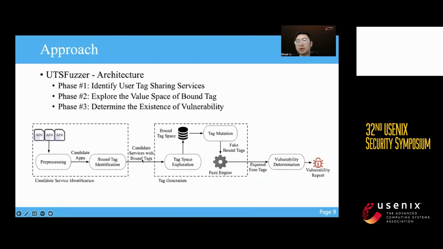Okay, based on these two insights, we have designed UTSFuzzer, whose principal design is divided into three phases. First, from a large number of mobile applications in the wild, UTSFuzzer needs to pick out candidate applications that have user tag sharing service and subsequently identify the employed bound tags. Second, given the identified bound tags, our tool needs to effectively explore their value space, which can empower the tag imitation and help generate forged but valid bound tags. Finally, by submitting the crafted bound tags to the service under test, UTSFuzzer needs to determine if the service is vulnerable according to its responses, and vulnerability reports will be generated accordingly.